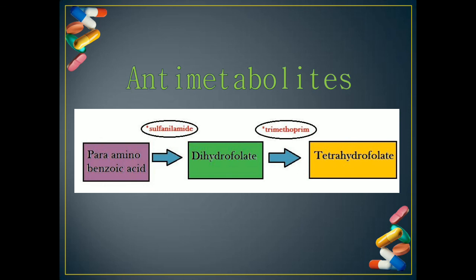Now the sulfanilamide, or the sulfa drug, competes with PABA for the enzyme that is supposed to bind to para-aminobenzoic acid. The actual substrate is para-aminobenzoic acid, which is supposed to form the dihydrofolate, but the sulfa drug competes with it for that particular enzyme. Once the sulfanilamide binds to the enzyme, this step is blocked. So the enzyme is unable to form dihydrofolate, and if there is no dihydrofolate, there is no folic acid.